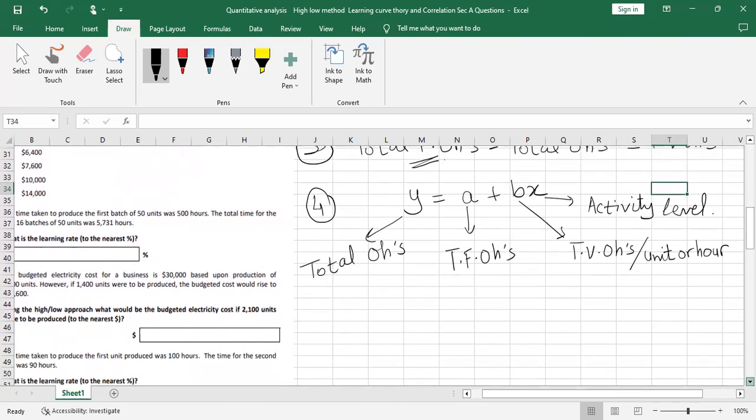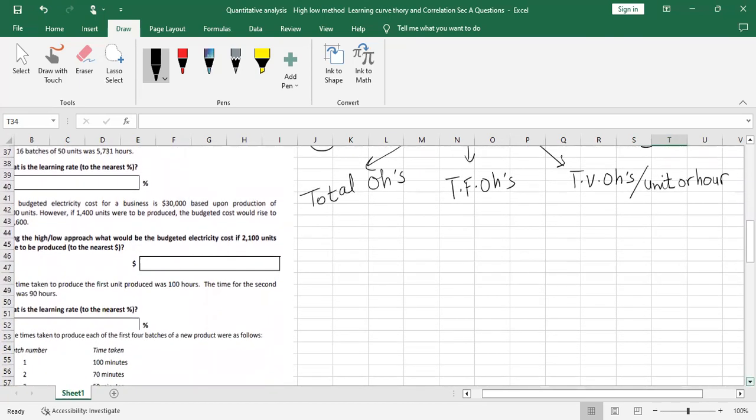Now learn one new thing regarding the high-low method. At times in the question, you are not provided with the units or the labor hours. You are provided with the sales revenue. One column is saying your sales revenue, and the other column is having advertisement expenditure. Now both are in dollars. Nothing is given in the form of units. Nothing is given in the form of hours. Now what to do? How to distinguish your activity level, and what will be treated as total overheads?